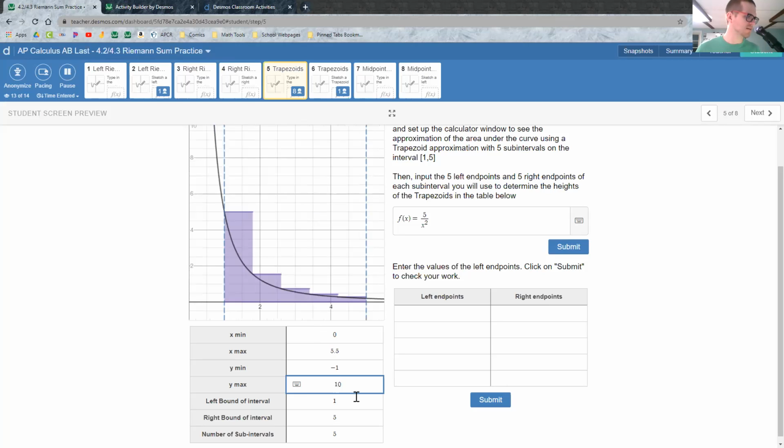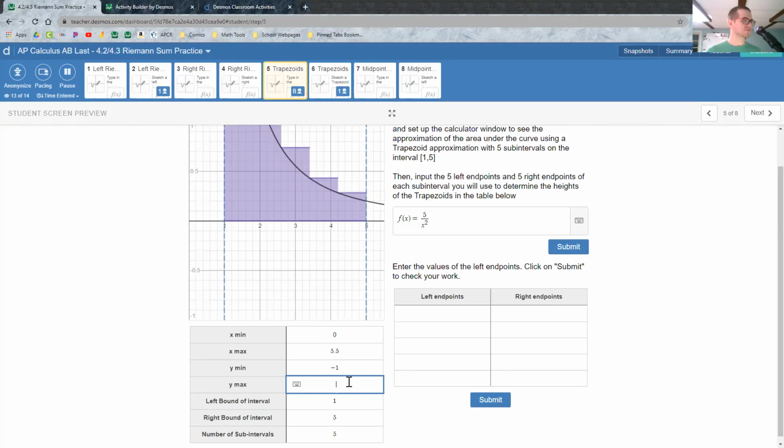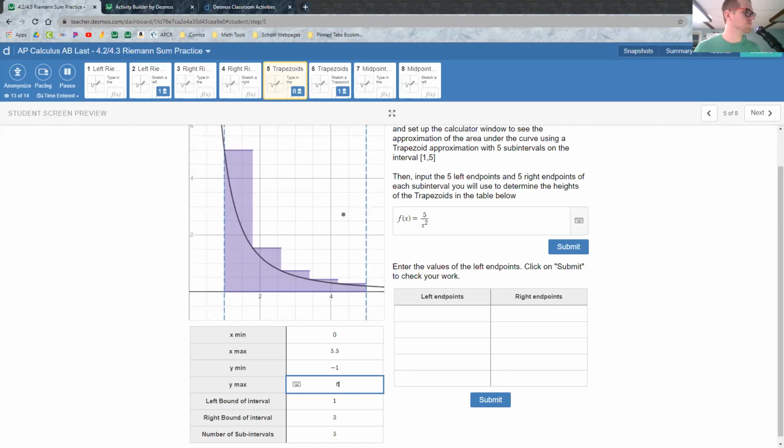Oh, I don't even need 10 on this one. Which one was I thinking I need 10 for? Oh, it wasn't this. 6. Let's put a 6 in there. So this is showing me a bunch of left endpoint rectangles for this interval. I don't really want left endpoint, but it will help me fill out this column real quick.